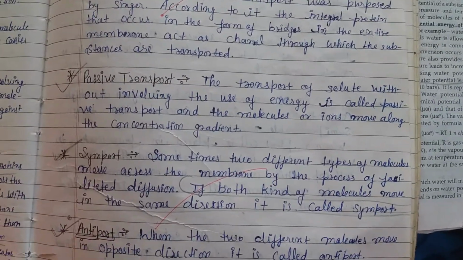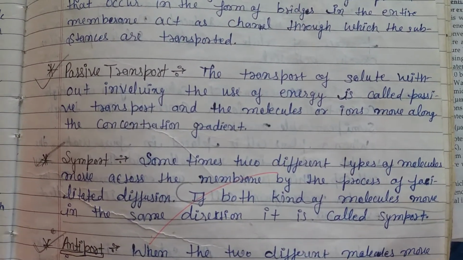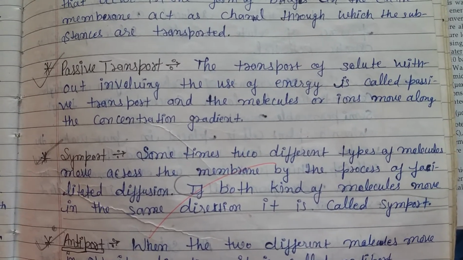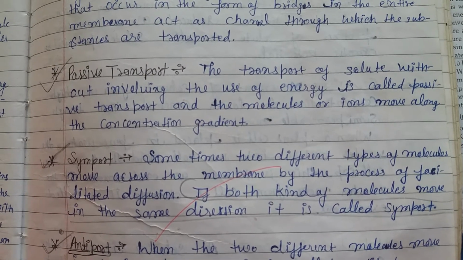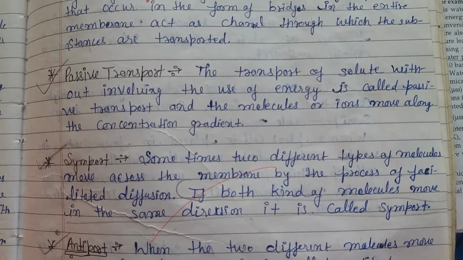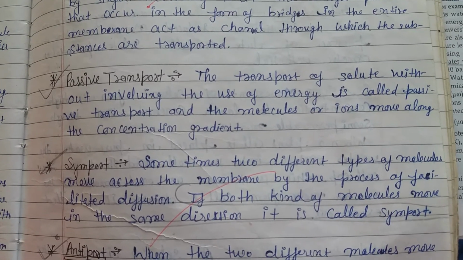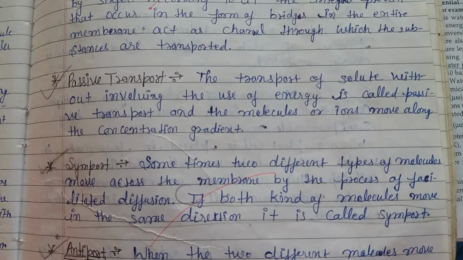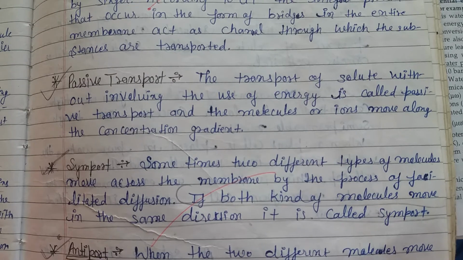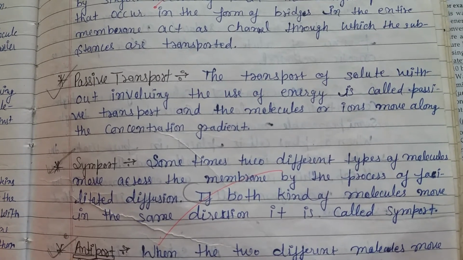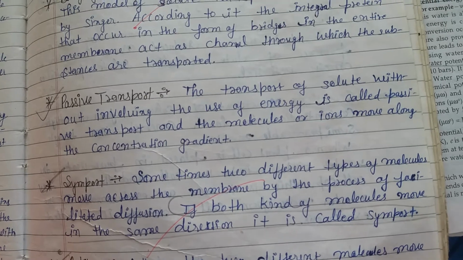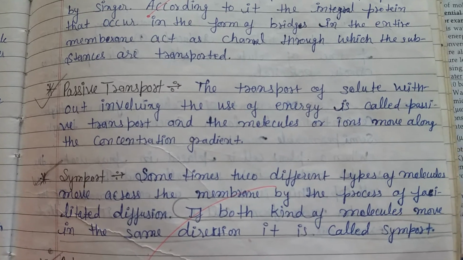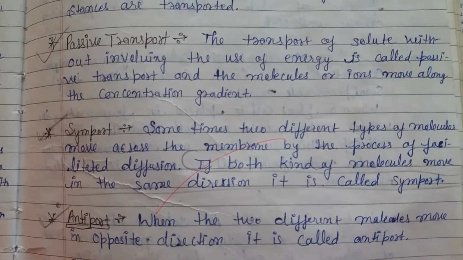Now what is passive transport? The transport of solute without involving the use of energy is called passive transport, and the molecules or ions move along the concentration gradient. In passive transport, there is no involvement of energy sources. That's why it is known as passive transport. And molecules move along the concentration gradient, while in active transport, the molecule moves against the concentration gradient. That's why we require energy.